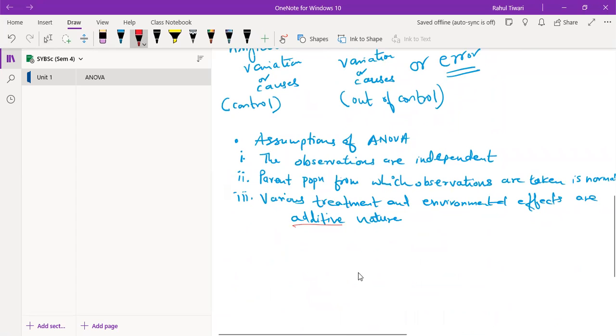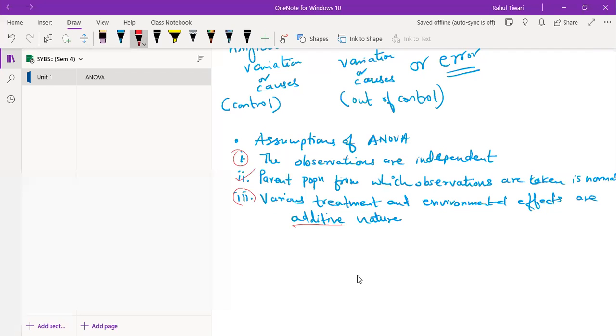And the environmental effect means an effect which may or may not be in control, but it should also be under control and additive in nature. Checking this manually is not possible. Logically, if you explore it more, you can understand. But the second assumption you can definitely work on.